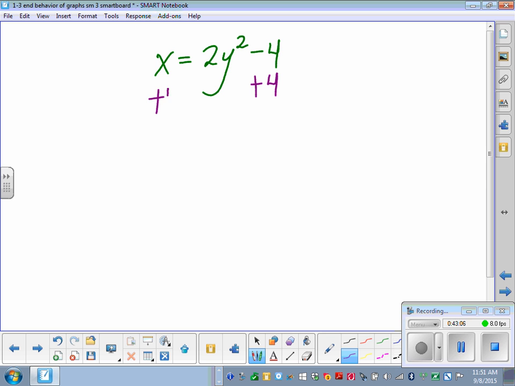So I'm going to add 4 to both sides. Then I have on the left x plus 4 is equal to 2y squared. We're trying to get y completely by itself. So I would divide both sides by 2.